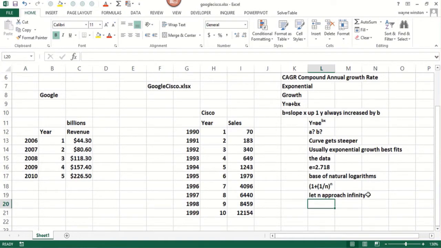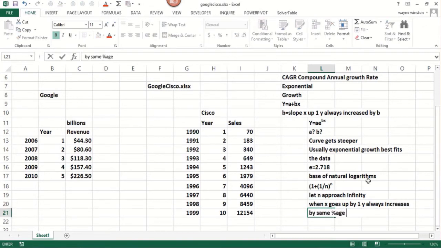Okay, but the key thing about exponential growth, when x goes up by 1, y doesn't go up by the same amount, but y always increases by the same percentage. And that explains why exponential growth occurs a lot in the world. You think about targets for companies' growth, it's not in absolute terms, it's in terms of percentage. Your company probably wants to grow 5% a year, 10% a year. And so that's why we see exponential growth.